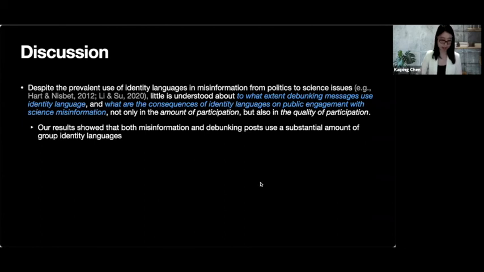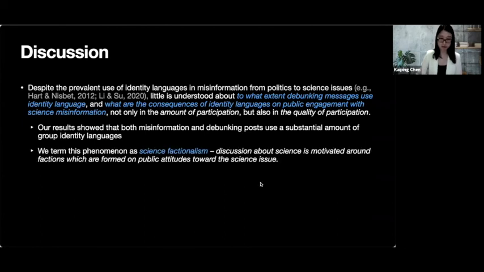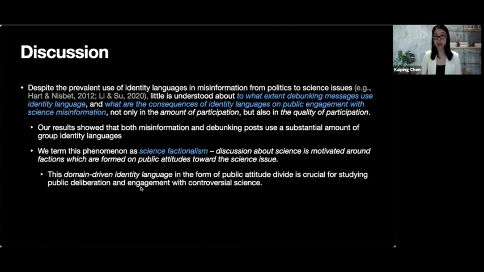In this paper, we show that both misinformation and debunking posts use a substantial amount of group identity language. And we term this phenomenon science factionalism. So discussion about science is motivated around factions that are formed on public attitudes toward the science issues. In fact, this kind of domain-driven identity language in the form of public attitude divide is crucial for understanding public deliberation and engagement with controversial science issues.